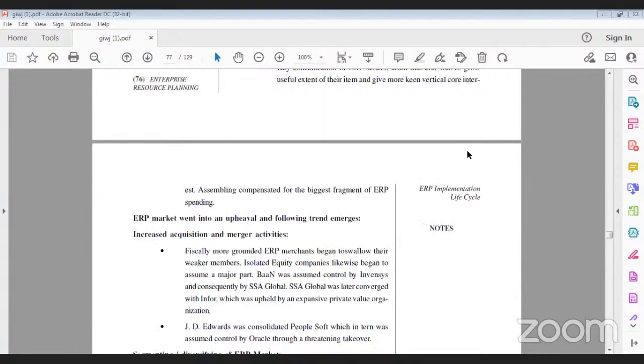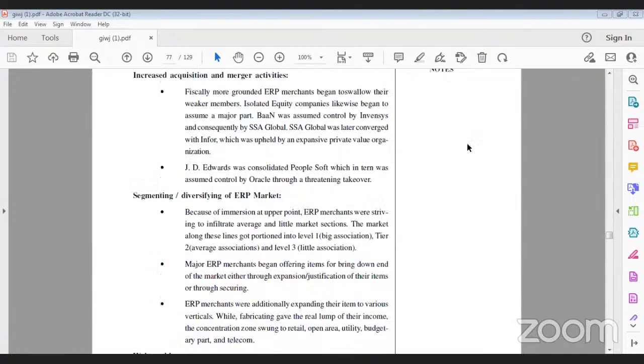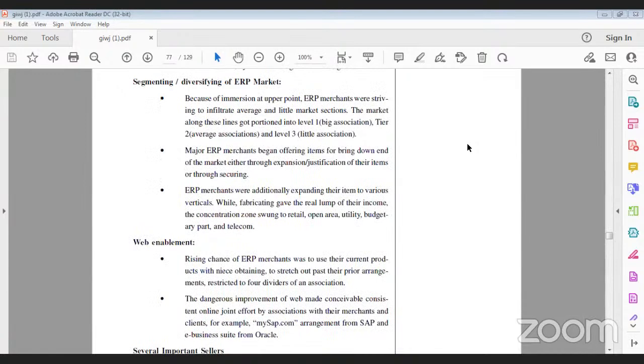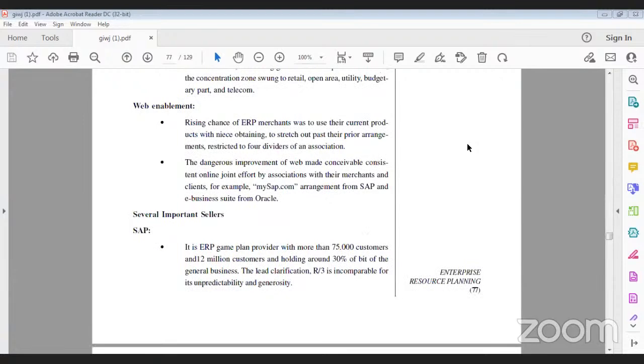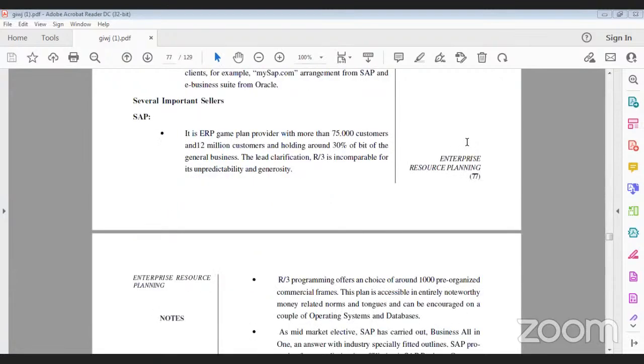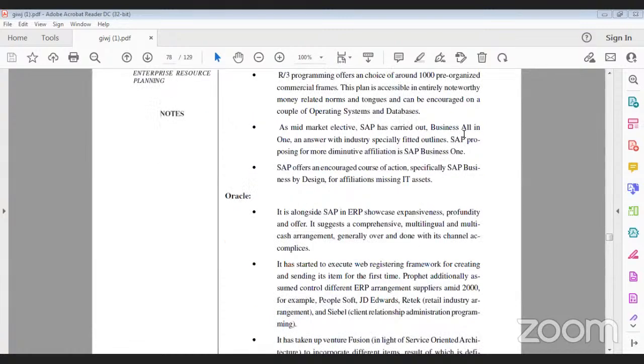Then the ERP market went into upheaval and the following trends emerge: increased acquisition and merger activities. Then second is segment diversification of the ERP market, then web enablement and several improved important sellers. There is also Oracle here, alongside SAP, an ERP offering of expansive and profound reach. It suggests comprehension of multilingual and multicurrency arrangements.